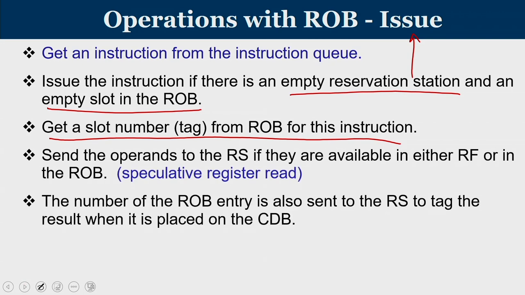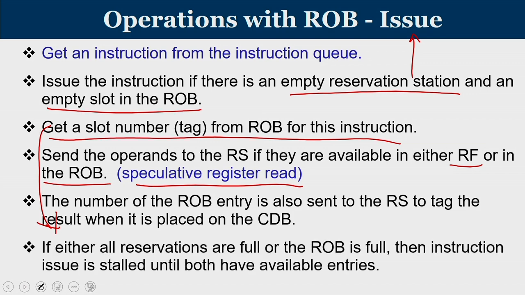And send the operands to the reservation station if they are available, either in the register file or in the reorder buffer. If you are taking a value from the reorder buffer, then it is called a speculative register read. If the value is no longer available in the reorder buffer, then you can go and take it from the register file. The reorder buffer entry number is also sent to the reservation station to tag the result, so that at the end of the operation, the result is forwarded to the appropriate reorder buffer entry. If either all reservation stations are full or the reorder buffer is full, then instruction issue is stalled. Once the issue is stalled, all other pending instructions are also stalled because issue should happen in order.